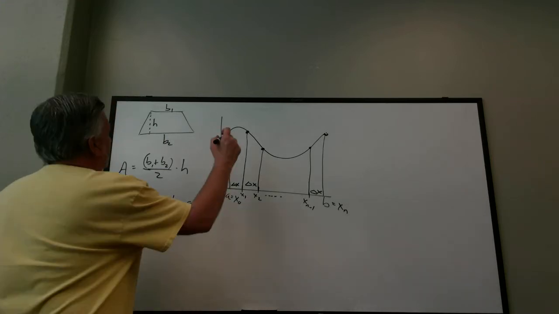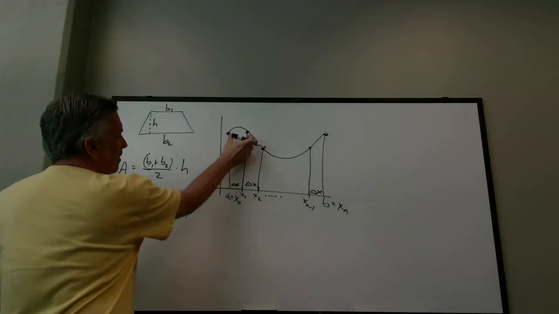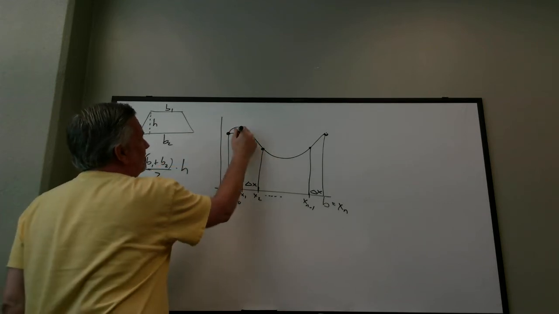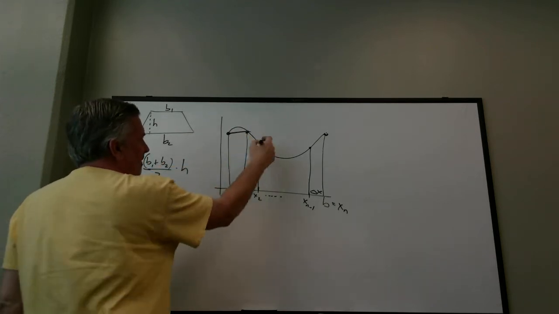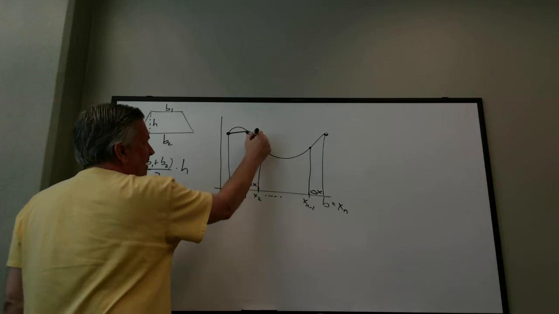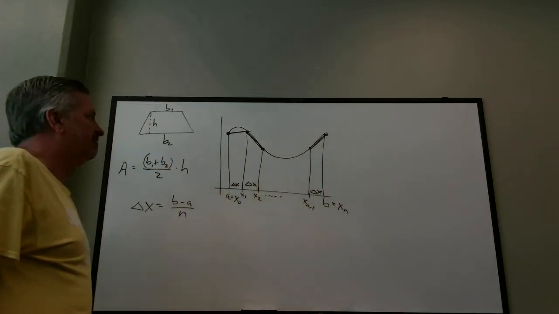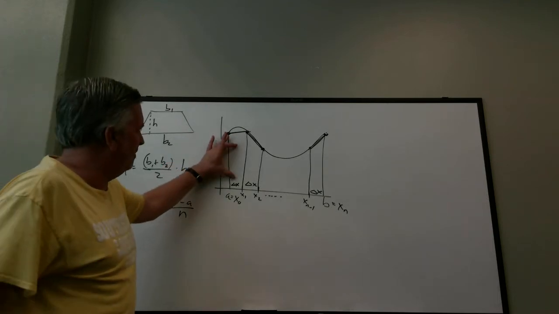To make a trapezoid, what we're going to do is just connect the two. For the first interval, we have these two points. Just connect them. And then for these two points, connect them with a line segment. And then these two points, connect them with a line segment. So if you do that, we have a trapezoid, trapezoid.